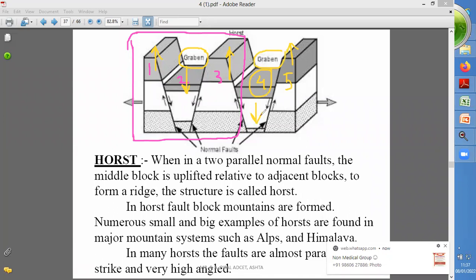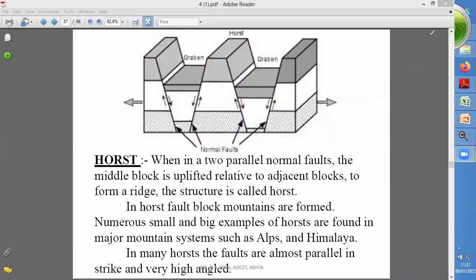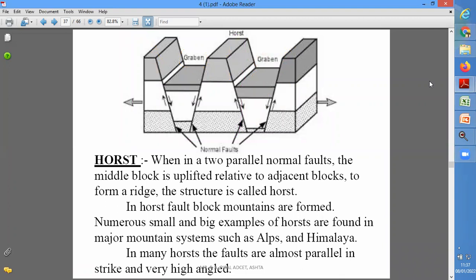Okay. So only remember that in the horst, the middle block moves upward. In the graben, the middle block moves downward as compared to the two adjacent blocks. So such a type of fault is considered a graben type of the fault. Now, other characters in the graben are opposite to the horst.